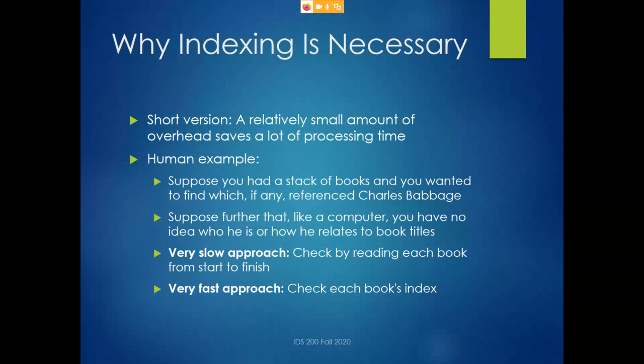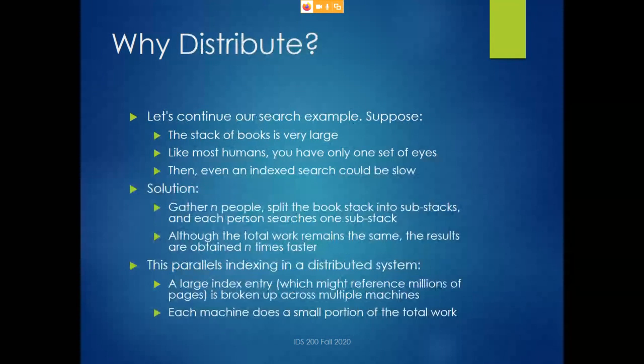So, very fast approach, you would look at each book's index, right? You would flip to the back of the book and you would say, oh, there's the index, and I'm going to look for Charles Babbage or Babbage, Charles, and hopefully find some entry there corresponding to him. If I don't find it, then I'm going to assume that the book generally is not about this Charles Babbage person. Okay, and it's the same thing with Google, except they have to build the index in the first place, which does entail scanning through every page of every book.